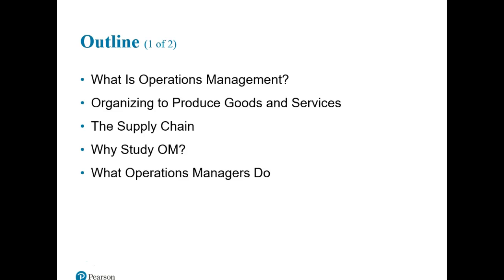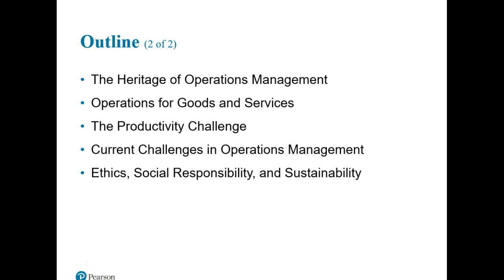First, we're going to go over the chapter's outline. We're going to discuss what is operations management, and we're going to engage in organizing to produce goods and services. We're going to talk about the supply chain. We're going to talk about why someone would study operations management, and then we're going to get into what operations managers do. Furthermore, we're going to discuss the heritage of operations management, operations for goods and services, the productivity challenge, and the current challenges in operations management. And then we're going to get into ethics, social responsibility, and sustainability.